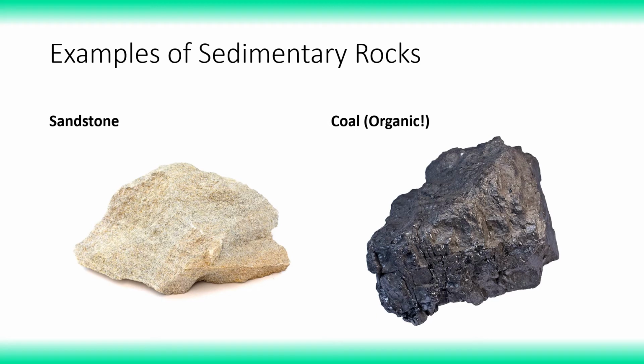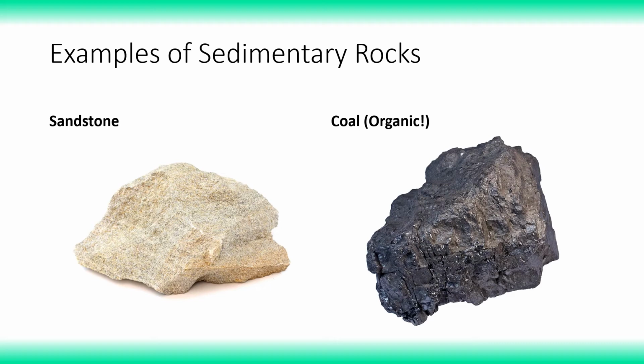So here are a couple of examples of sedimentary rocks. We're not going to talk too much about them just because the pictures are just here for you to get a feel for how these might look different from the igneous rocks that we saw before. So two examples of sedimentary rocks are sandstone and coal. Now coal is interesting because it's organic. It comes from stuff that was alive, right? Which isn't necessarily the case for most rocks.